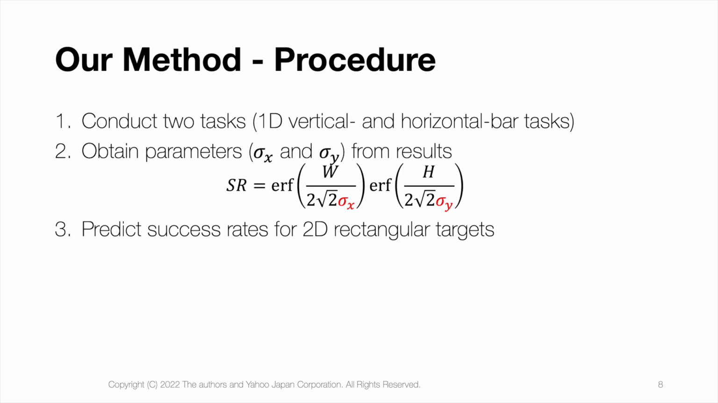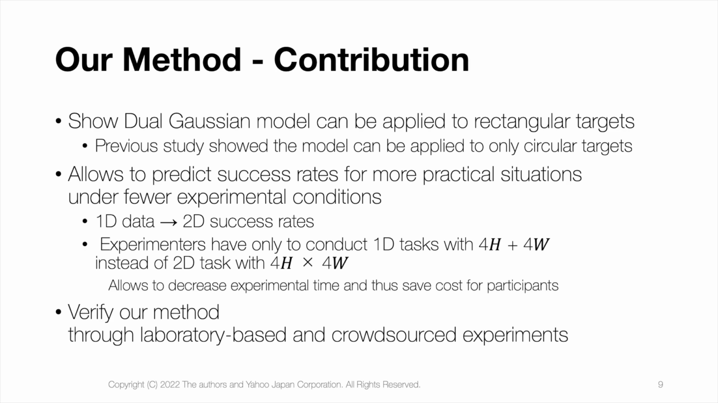We will explain our method. First, we conduct two tasks, 1D vertical and horizontal bar tasks. Thereby, we obtain parameters sigma x and sigma y from the 1D task results. And we obtain the success rate for the two rectangular targets. Our contribution is as shown on the slide.